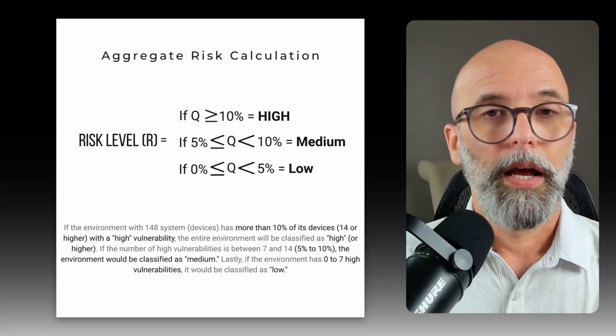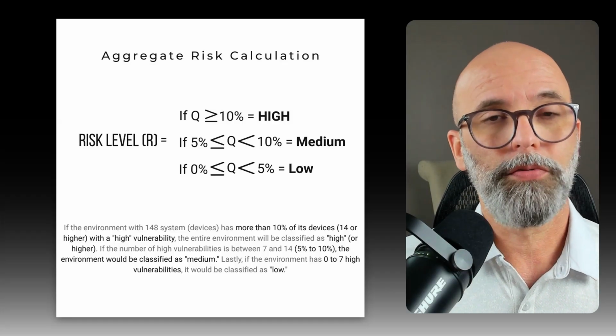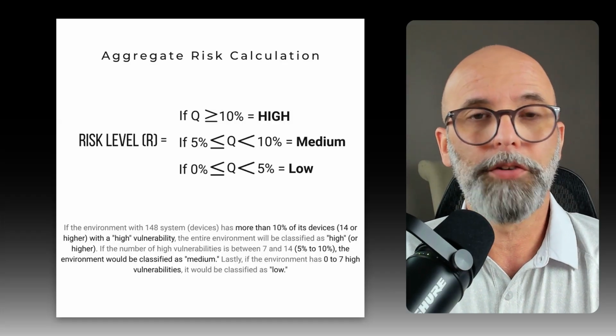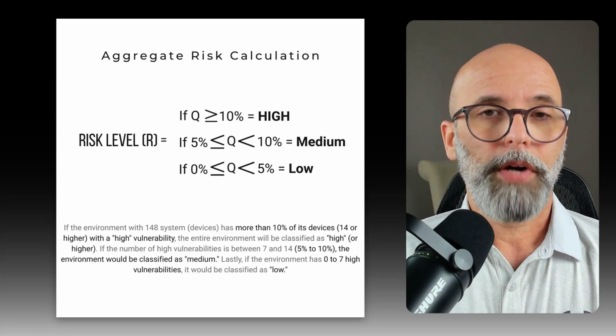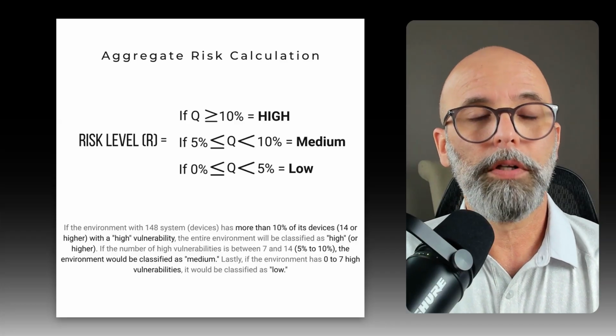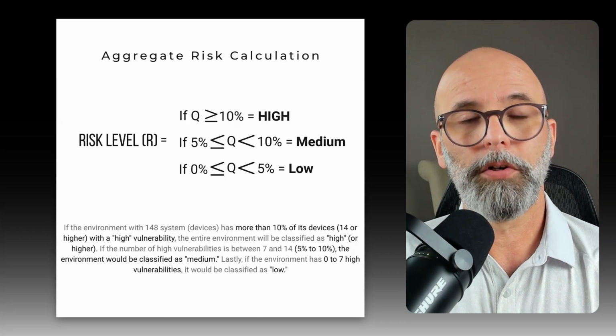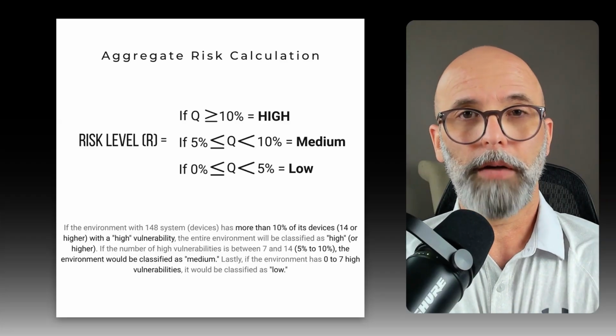Here is a quick formula for you. Now, you might have tools that do this for you, but if you're a small to mid-size company and you don't have one, here it is. I'll explain this formula. The example I'll give is an environment with about 148 devices. What we're trying to do here is come up with the aggregate risk. We're going to only focus on the high vulnerabilities that your scanner came up with. So you're going to see the entire environment.